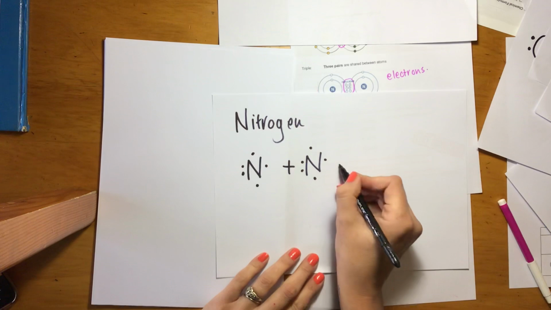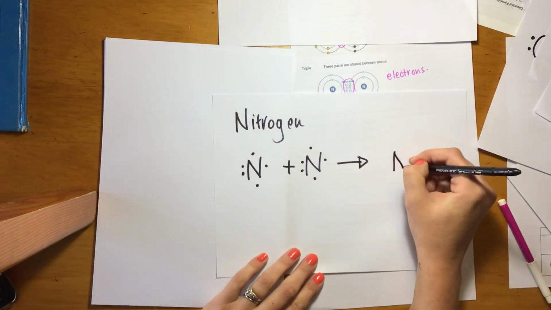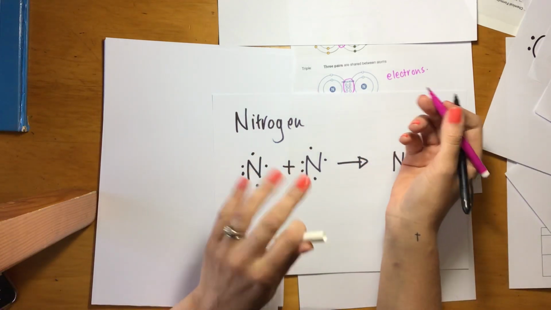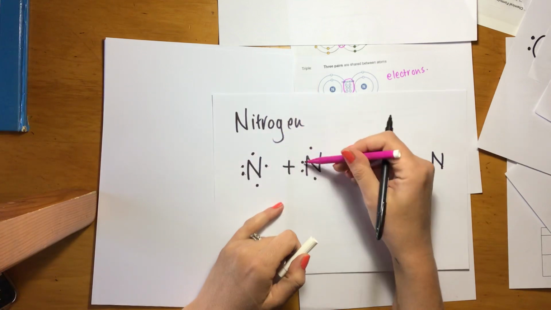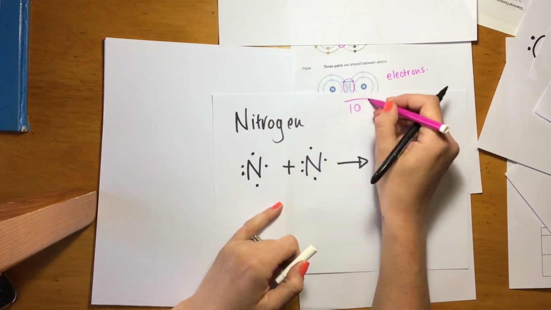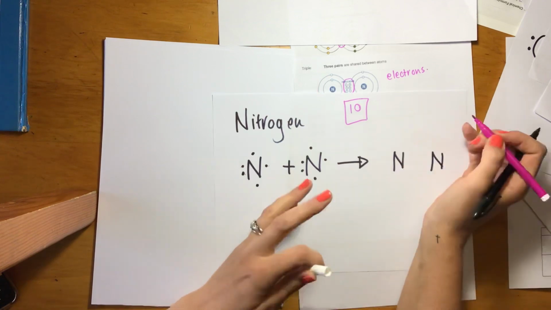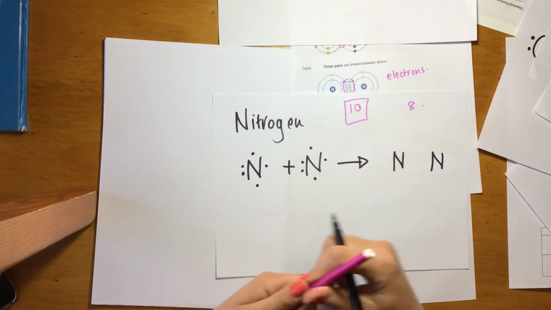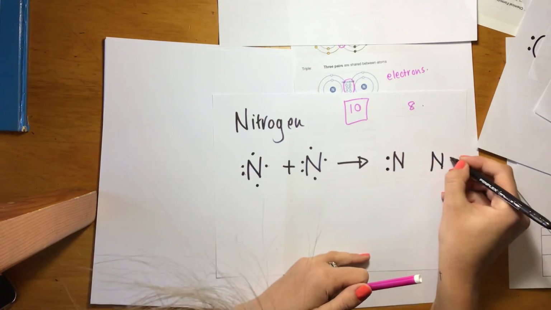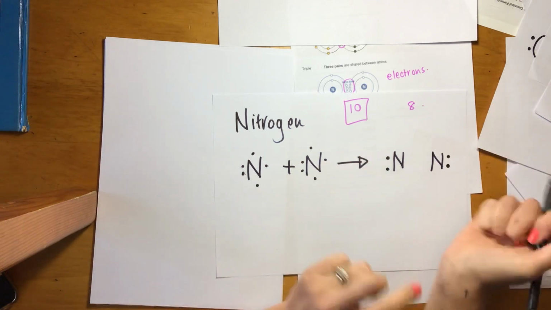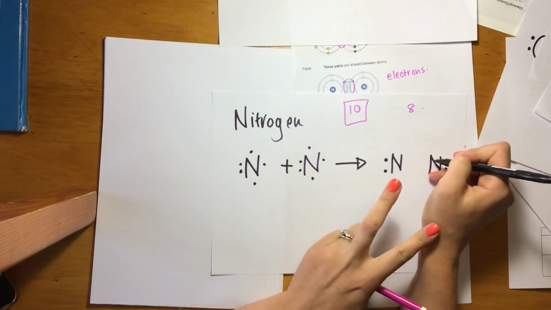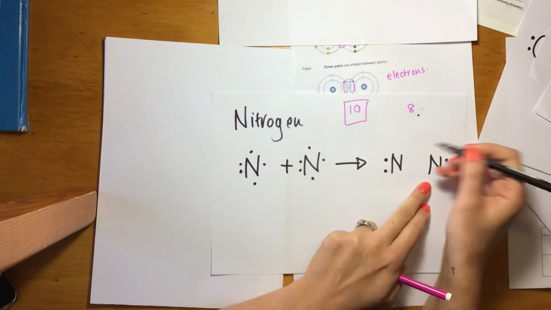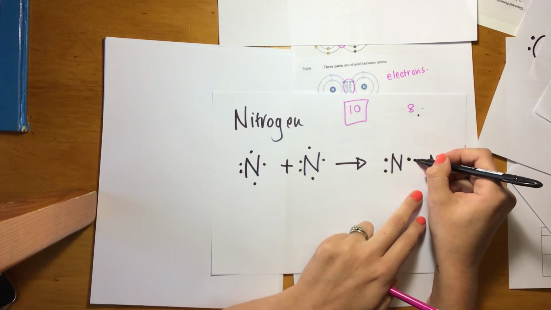Then we have nitrogen, nitrogen. First, let's check the total amount that we can have: 1, 2, 3, 4, 5, 6, 7, 8, 9, 10. We cannot have more than 10 electrons after the bond has been formed, and each one of them needs to have 8 electrons around it. So I'm going to go 1, 2, 3, 4. Now each one of them has 2 already, so they still need 6. If you draw 6 around this one, this one is not going to have 8 as well. So here is where our triple bond comes into play.